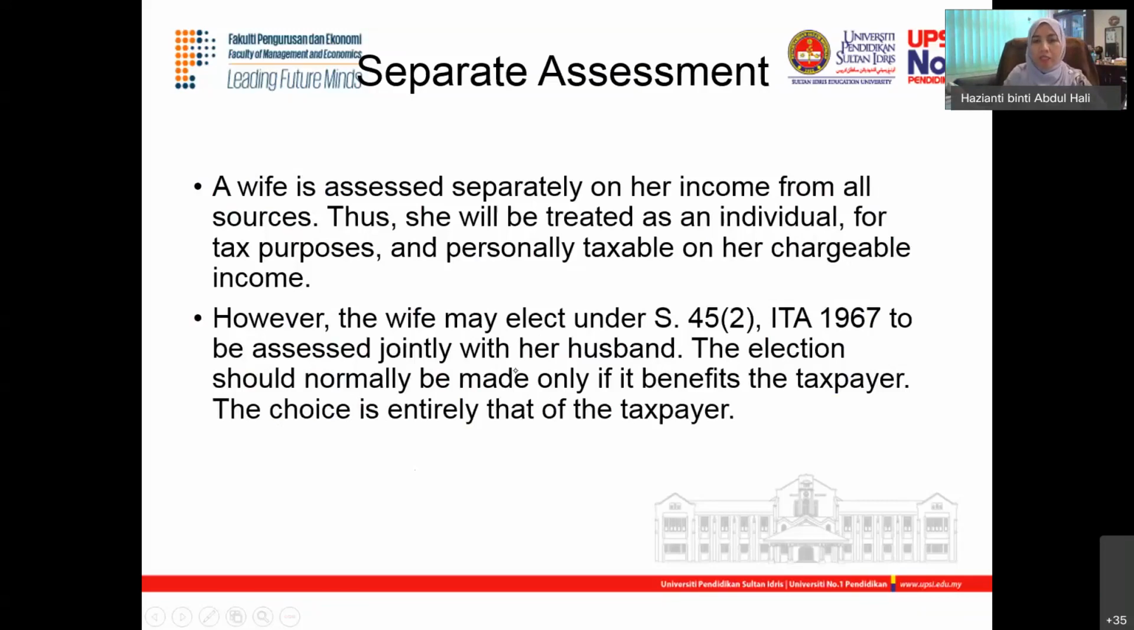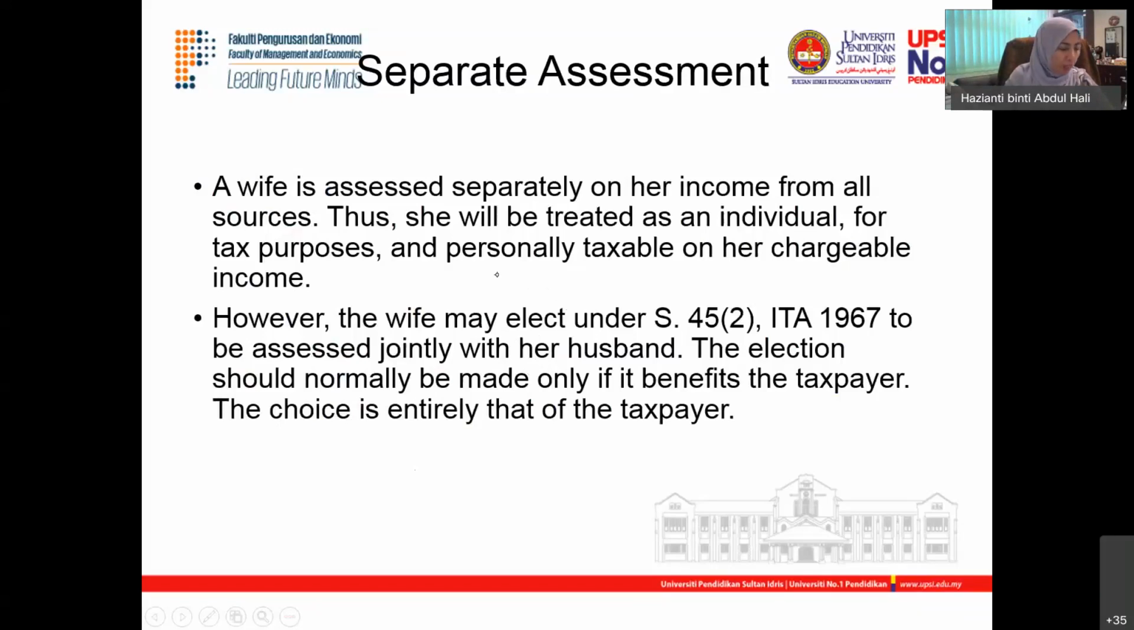Whether to separately assess or jointly assess for a husband and wife, because we know we learn a lot about taxation, but kita kata kita bukan nak avoid paying tax, but we can plan to minimize the amount of tax payable. So this is how people can plan to minimize the tax payable.